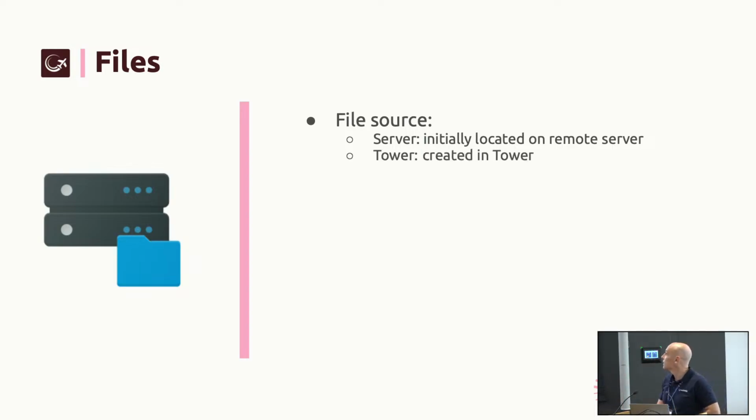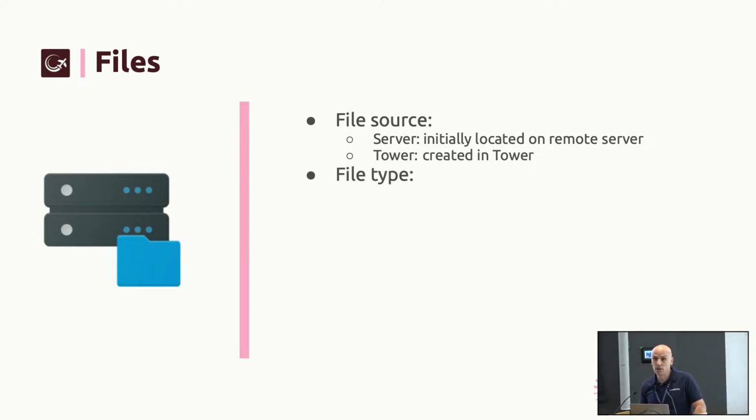And the second type is Tower files, the second source. Those are files which are initially based in Tower. For example, a Docker file. Yes, you are using Docker, or I don't know, Kubernetes, whatever you are using, and you are managing this file from Tower. So you are putting all the data there and then uploading it and managing it from Tower. So that's the Tower source.